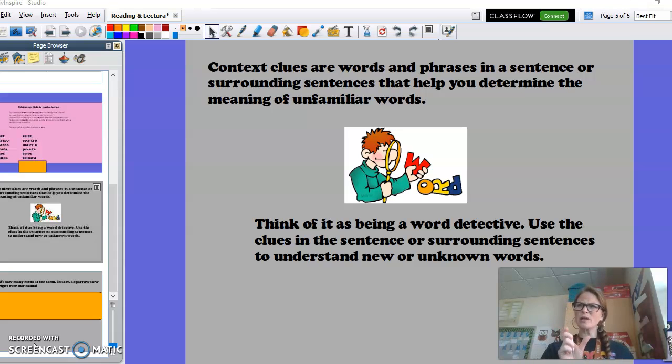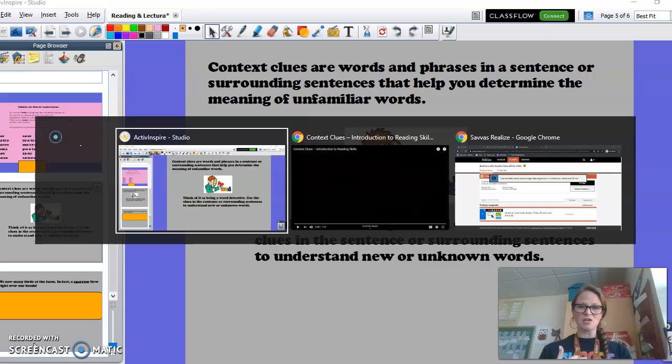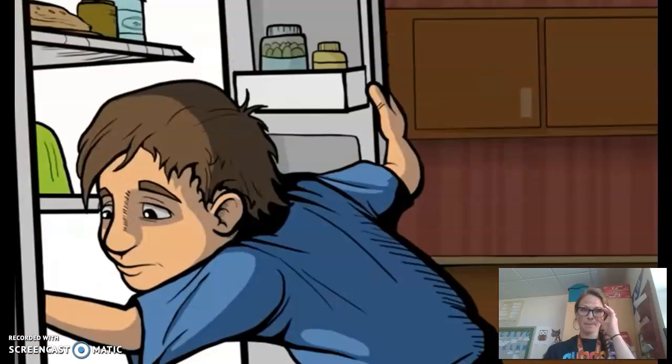So if I get to a word and I'm not sure what it means, I might reread the sentences around it so that I can get a better understanding of what I'm reading. And if I still don't understand, that's when I can pull out my dictionary and find out what it is. But oftentimes, authors will know if it's a new or unknown word for their reader, and they'll provide clues for you. All right, so I want to share a quick video about context clues, and then we'll do some examples.